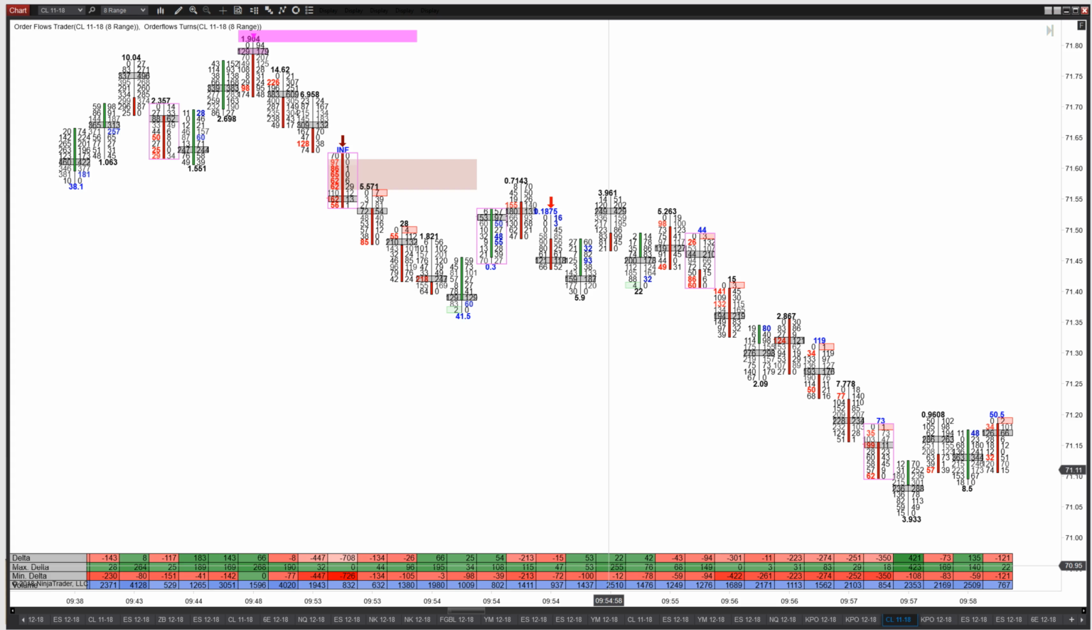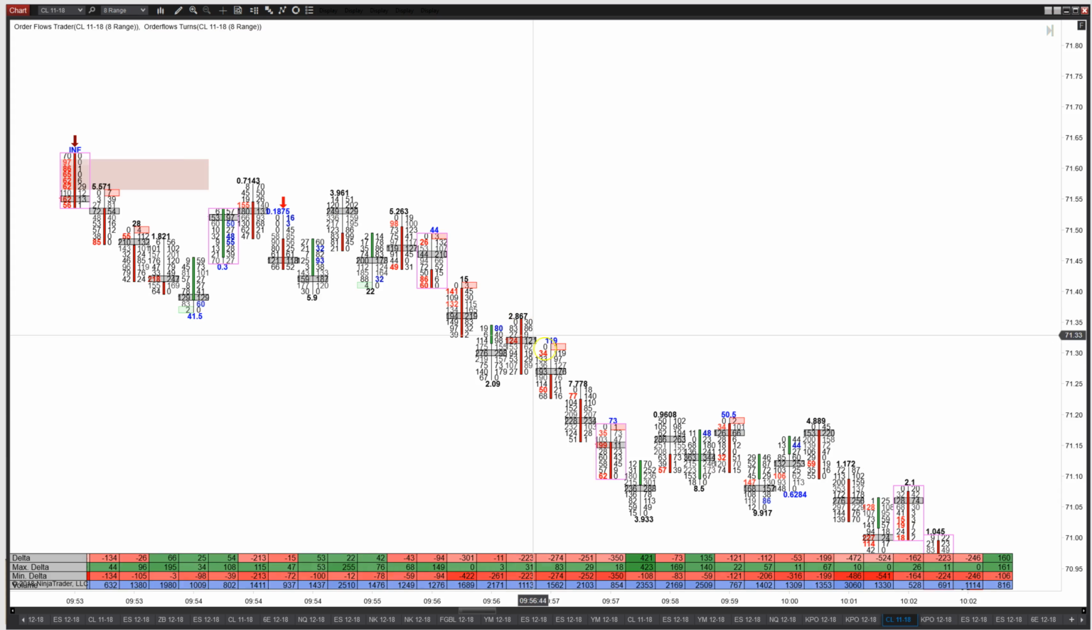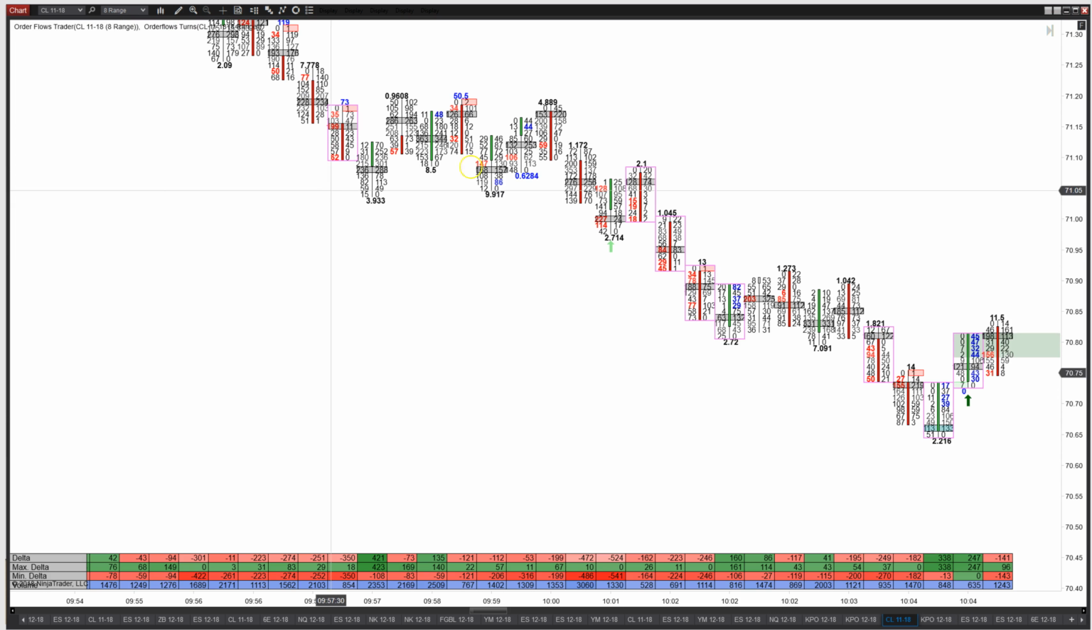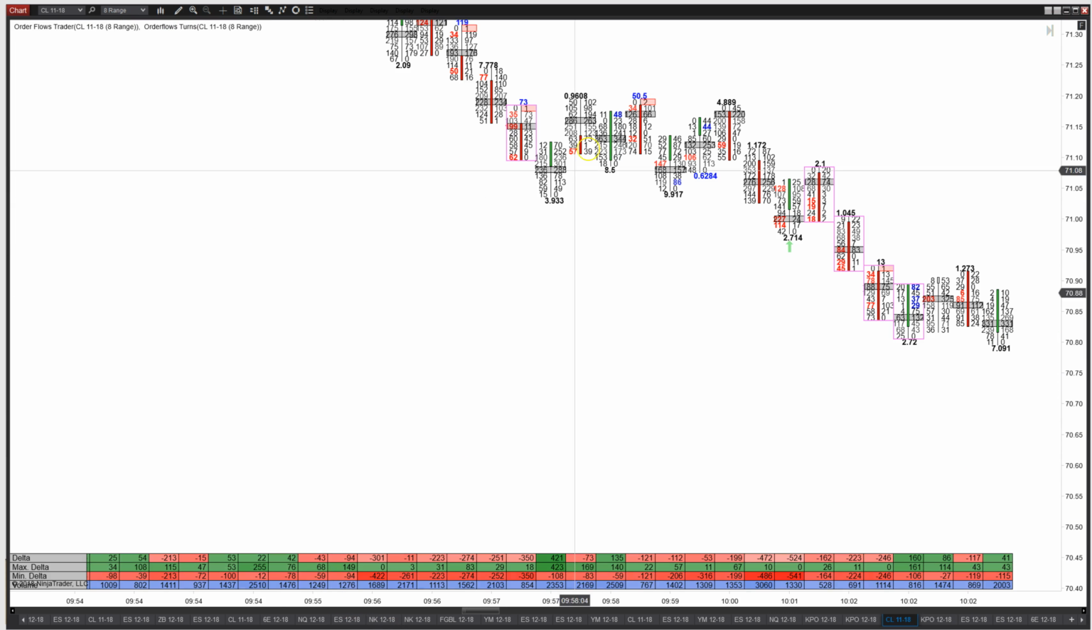Excuse me. So if you're getting short somewhere up in here off the stack selling imbalance, call it anywhere between 7140 and 7155, we trade all the way down below 7100. And look at this delta. Don't even need to watch price, just watch this delta.